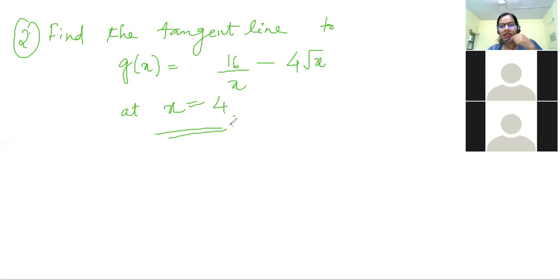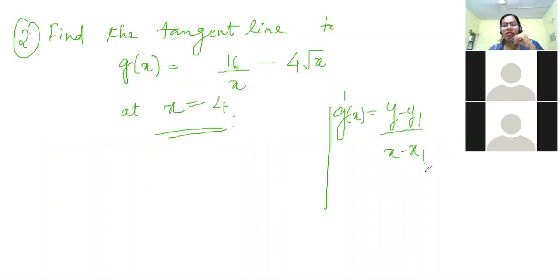What is the formula? Ranjan, do you know the formula to find the tangent line? No, ma'am. Okay. So suppose g of x is given, so the tangent line will be given as y minus y1 equals g dash of x1 times x minus x1. Okay, ma'am. So this means these are the derivatives. Okay. So this is the formula.